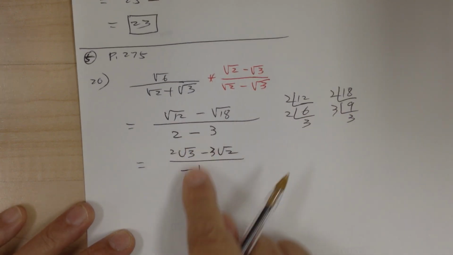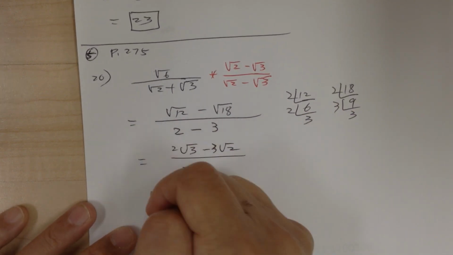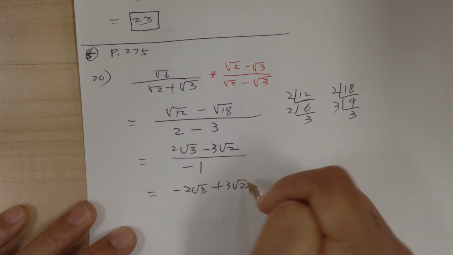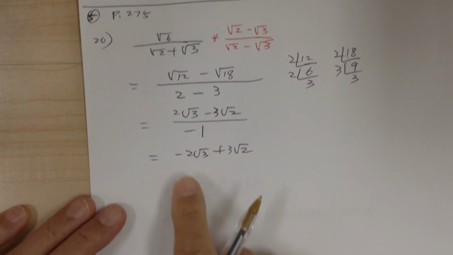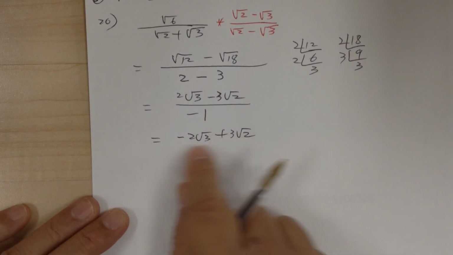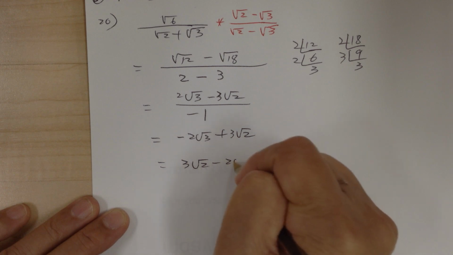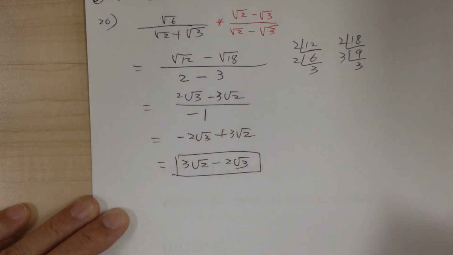Okay, and then there's a negative, so you just go and distribute the negative. So you're going to get -2 square root of 3 plus 3 square root of 2. But normally you don't want to write the negative first. It looks kind of awkward, so it's better to write the positive term first. And that would be your answer.